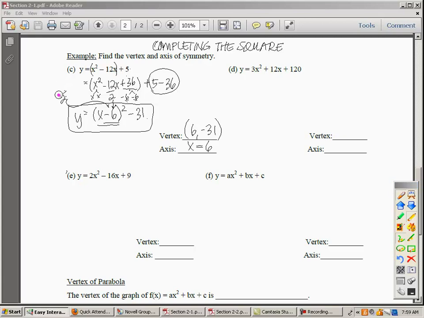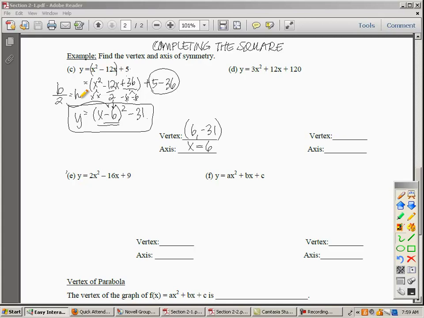Let me try that again so you can actually see that. We're going to take our b value and divide it by 2. That's actually going to be our h quantity for our vertex. Okay? So that's the first idea. I'm going to walk you through a couple more that get a little bit more difficult. But take a look at D. This cannot be factored. Okay?